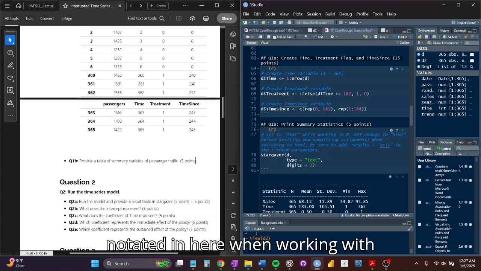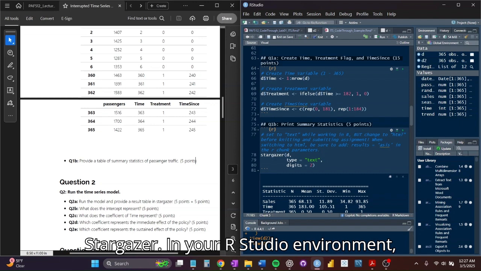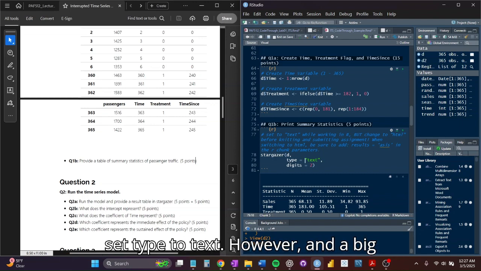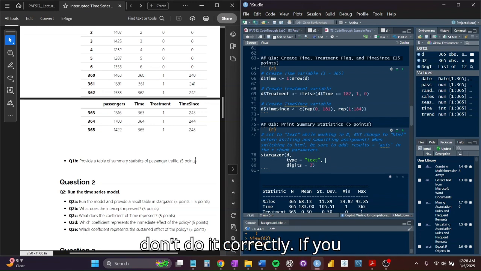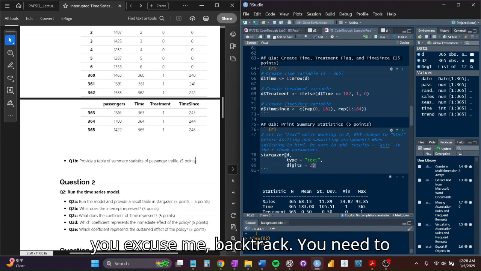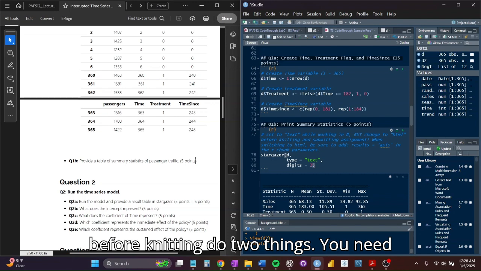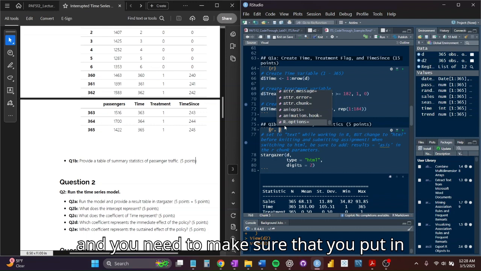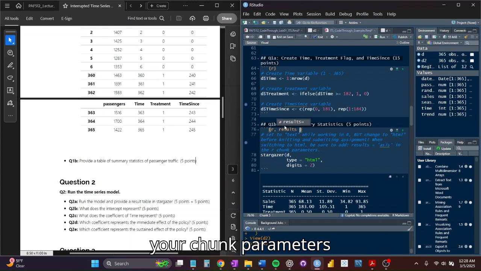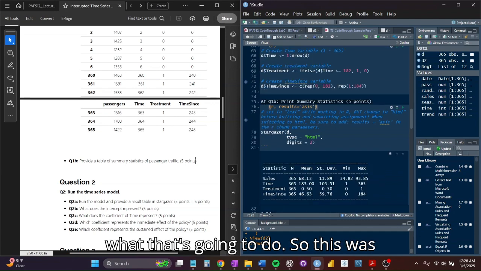Type is text. This is what I really want to harp on right now, and I have it notated in here. When working with Stargazer, in your RStudio environment, prior to knitting, all you need to do is set type to text. However, and a big however, before you knit your final markdown, and especially before you submit, I will be watching out for this, and you will be docked points if you don't do it correctly. Backtrack. You need to, before knitting, do two things. You need to switch text to HTML, and you need to make sure that you put in your chunk parameters results equal as is.